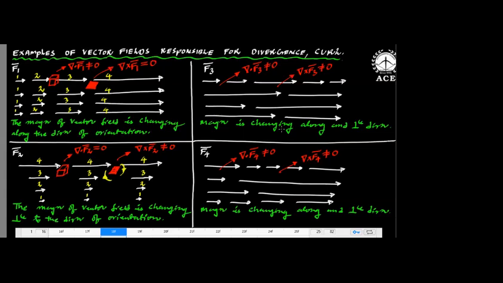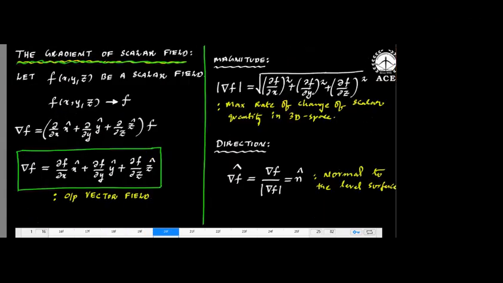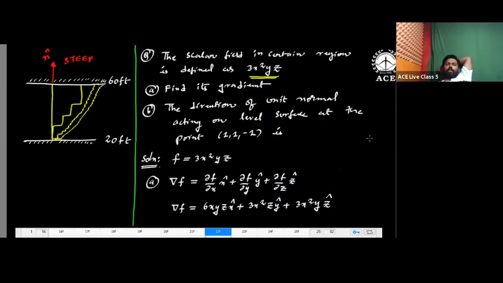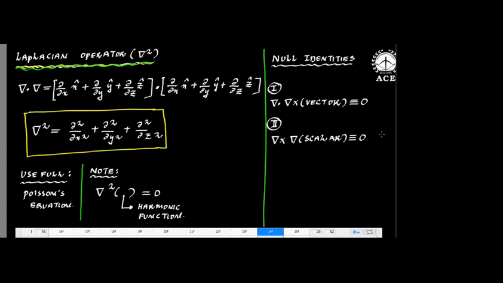Hello, sir. Can you repeat the second null identity? Curl of a gradient of a scalar is 0. Written on the screen. Curl of a gradient of a scalar is 0. Always 0. It is equivalent. Okay, sir. Okay.